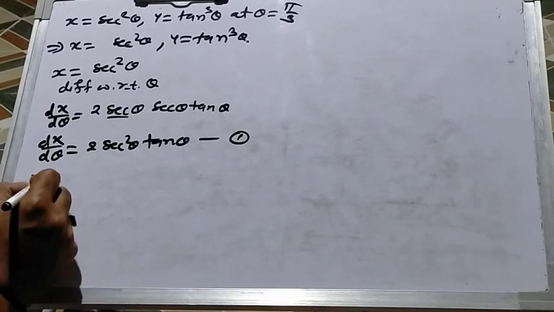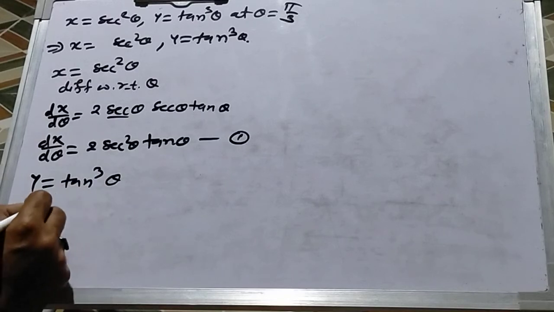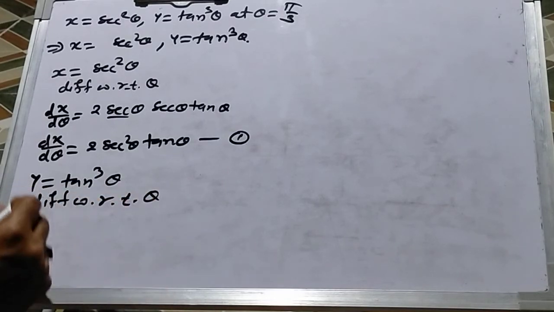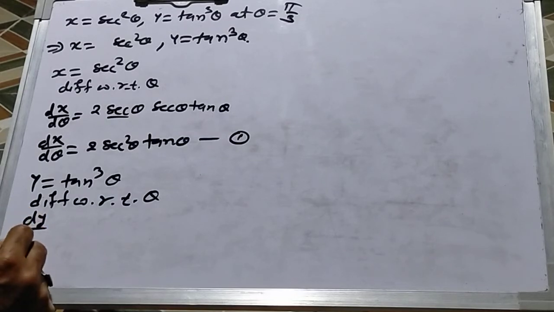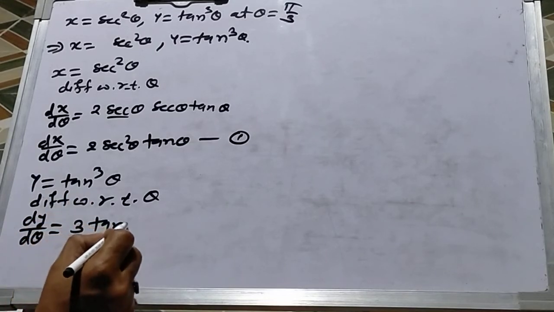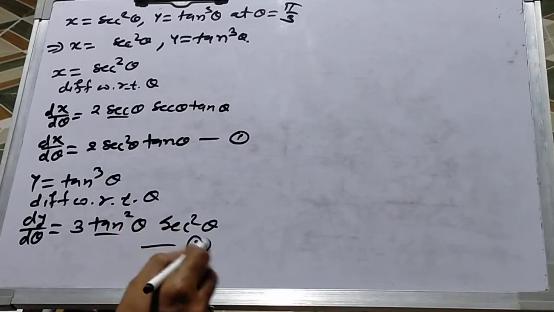Now secondly, y is equal to tan cube theta. So differentiate with respect to theta: dy by d theta is equal to the derivative of tan cube, which means 3 tan square theta into the derivative of tan theta, which is sec square theta, call this 2.